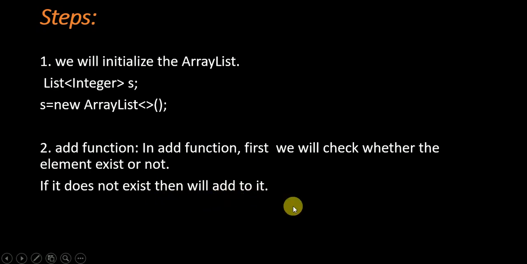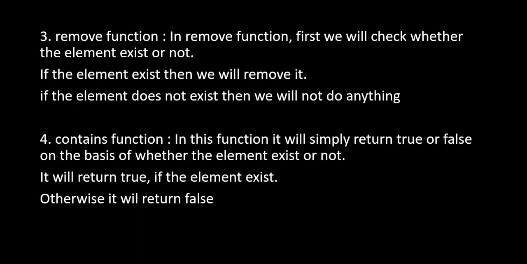Suppose we want to add 2 into the set and the set contains only 1, 5, 6, then we can simply add our element to the set. Then we have remove function. In remove function, first we will check whether the element exists or not. If the element exists, then we will remove it. If the element does not exist, then we will not do anything.